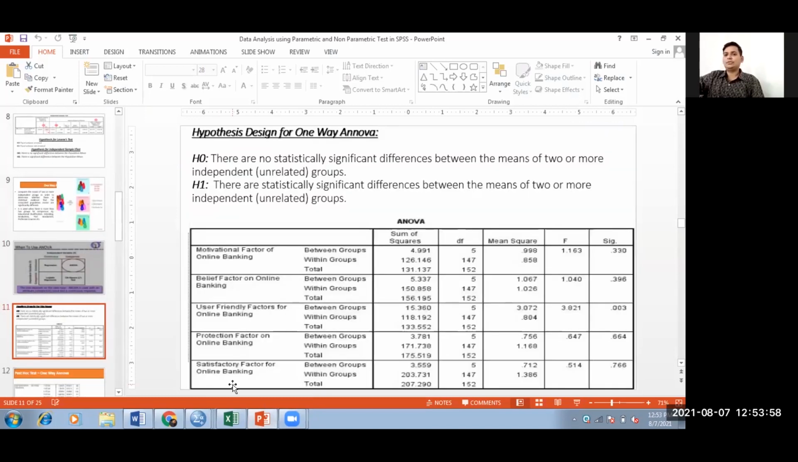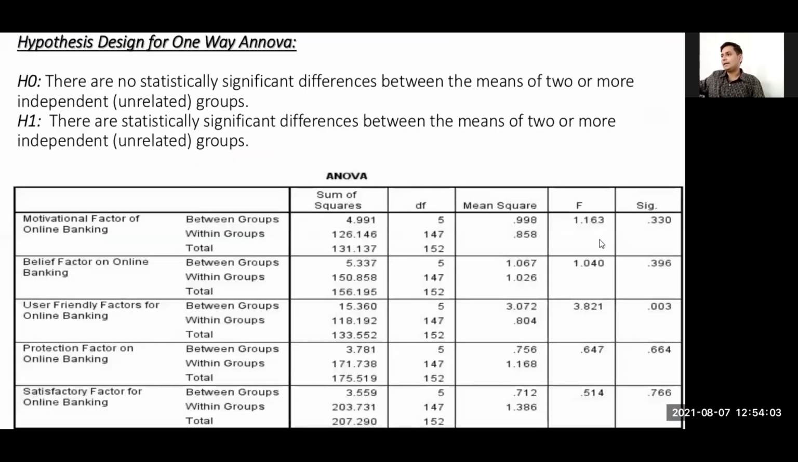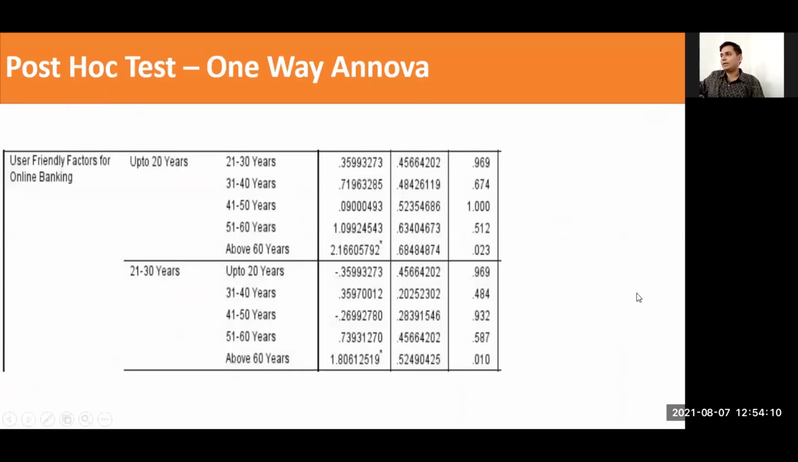So let's understand in the PDF. As we have already discussed the mean sum of square values, this F value, and the significance value, we are talking about this value, 0.03. For this 0.03 user friendly factor, you can see that there are various age groups. If I consider the first age group, up to 20 years, it has a relation with the rest of the age categories, and individually you need to check the p values.